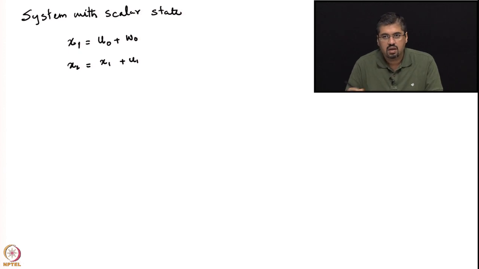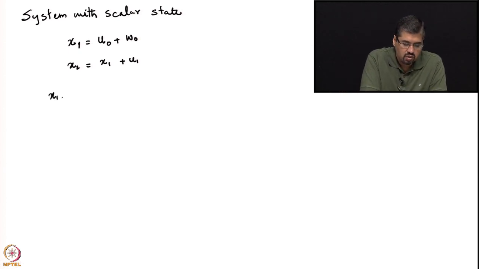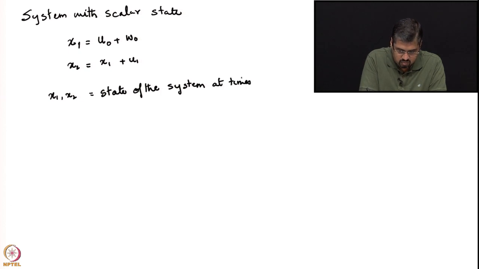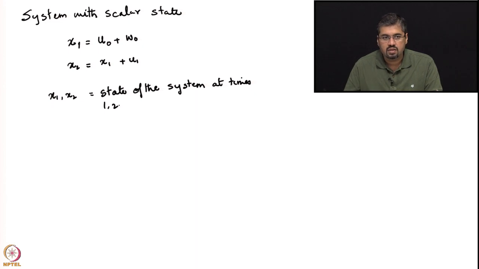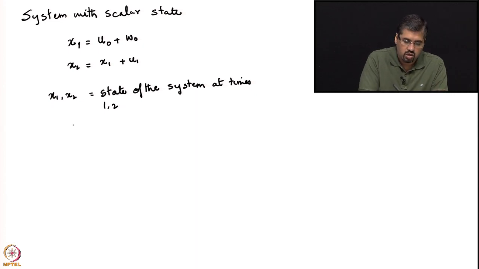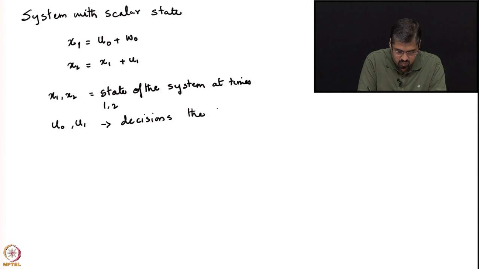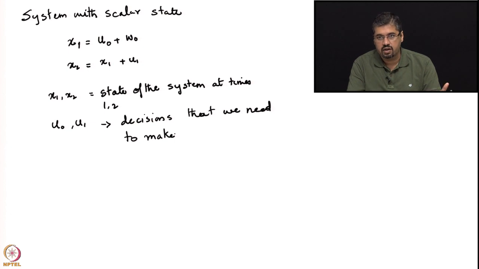Now what are these variables? Here x1 and x2 denote the state of the system at times 1, 2 respectively. u0 and u1 are decisions that you need to make. So these are variables whose values we need to find.